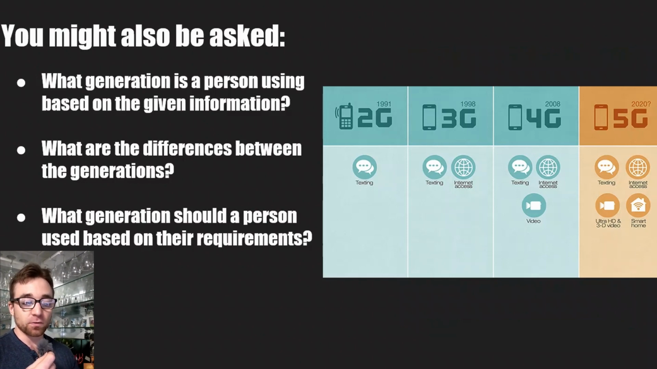And you can see in the picture off to the right there, that would be 2G. That would fit into the 2G category, right? That would be the most likely answer in that instance. Now, you might also be asked, what are the differences between those generations? So, of course, you need to know what the differences are between all of those generations of cellular technology. And then, what generation should a person use, that's meant to say, based on their requirements? So, based on what that person needs, what generation best suits their needs?